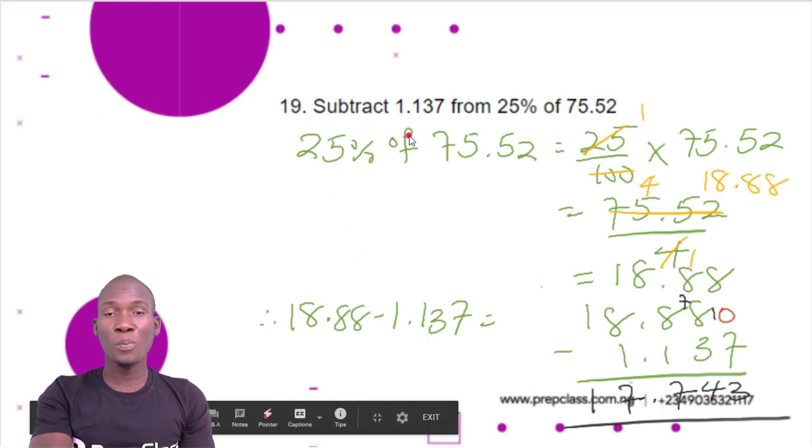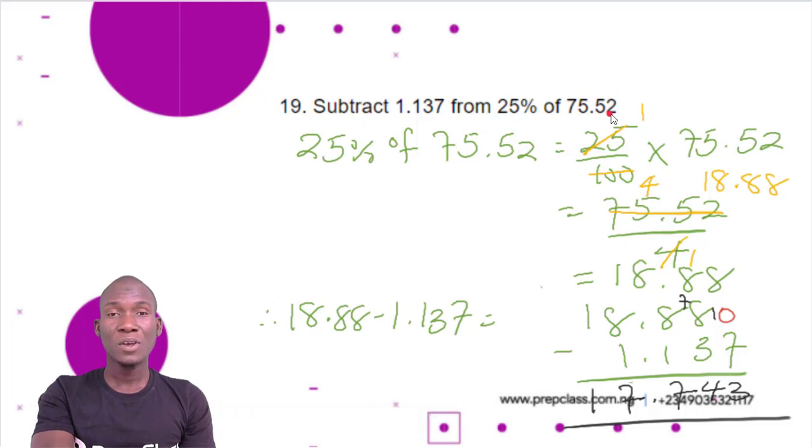Now to subtract 1.137 from 25% of 75.52, first of all we need to find 25% of 75.52 before we can subtract. So we have 25% of 75.52 will be equal to 25%, which is 25 over 100, of means times, then we have 75.52. Now we can divide. 25 here is 1, 25 in 100 is 4. So we have 75.52 divided by 4.